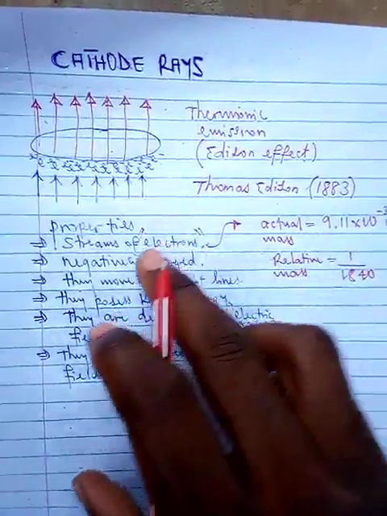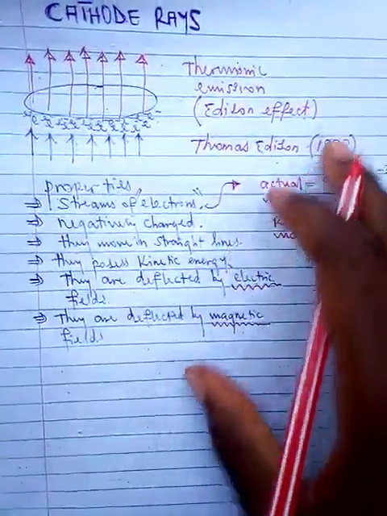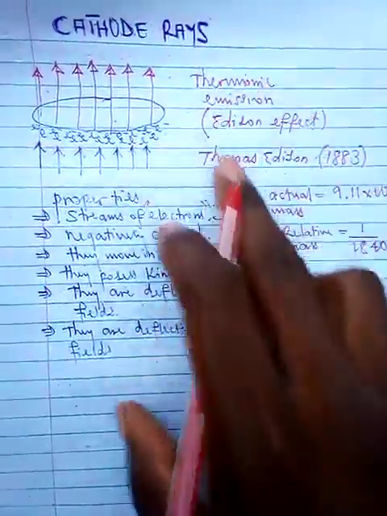So this is what I can say in this video concerning cathode rays. But in my other video I'm going to explain thermionic emission, or the Edison effect, in much more depth.